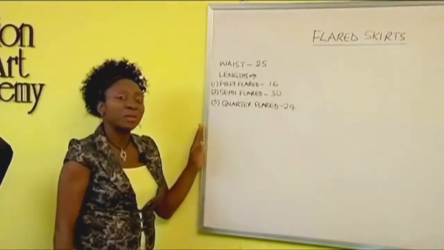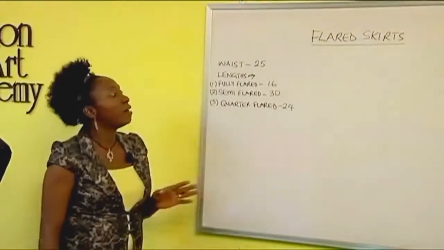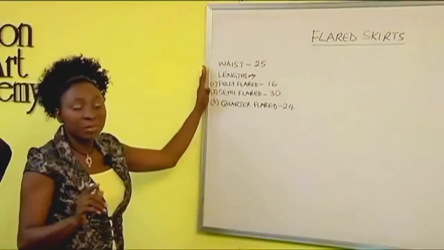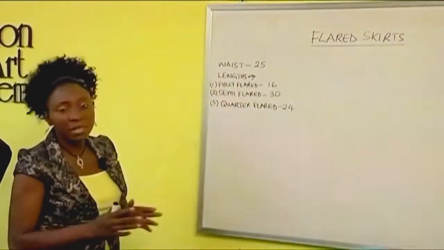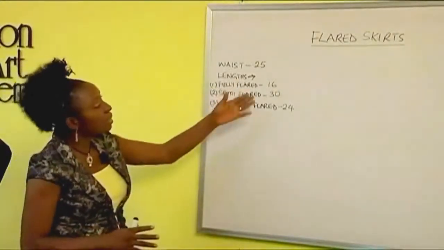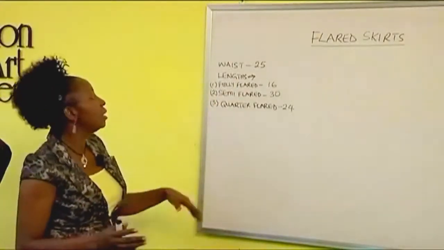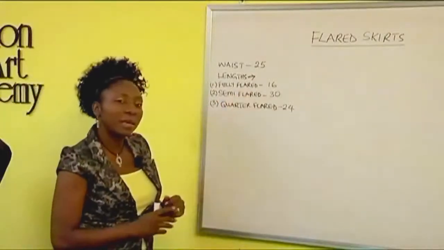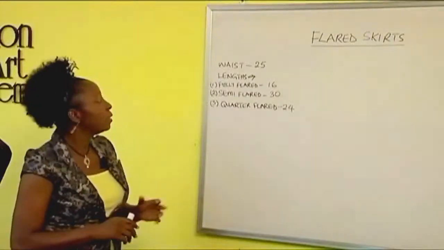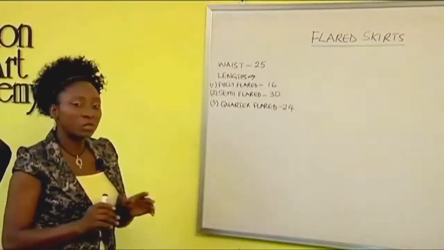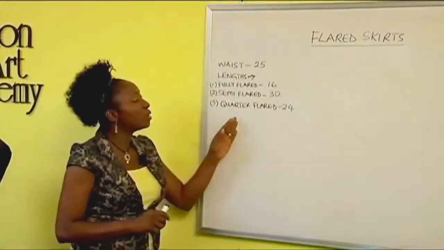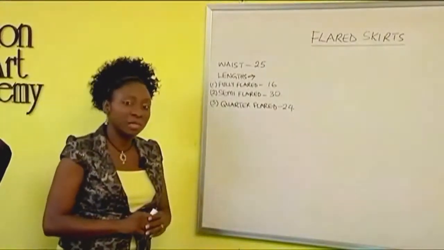These are the measurements we're going to use to make our skirts. Now we have the waist, which is a known measurement. Our waist is 25 inches. That's what we're going to be using to make the skirt. Now we have three different lengths here to practice with. We have our fully flared length here. We're going to use a mini length, which is 16 inches. Then we have the semi-flared length. That's going to be quite long. We're going to use 30 inches for that. Then we also have the quarter flared that we're going to use as 24 inches.